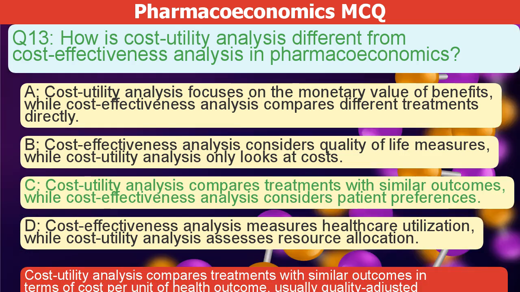The correct answer is C. Cost-utility analysis compares treatments with similar outcomes in terms of cost per unit of health outcome, usually quality-adjusted life years, or QALYs. Cost-effectiveness analysis compares different treatments directly.